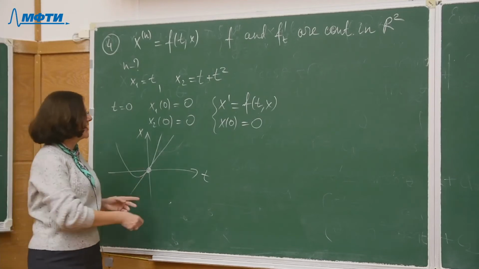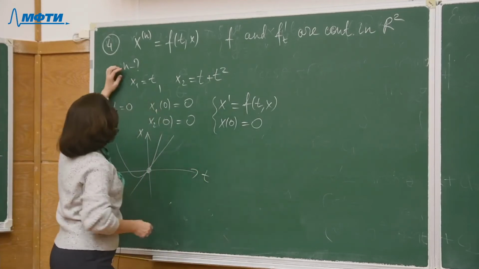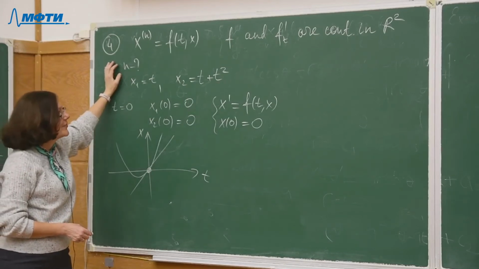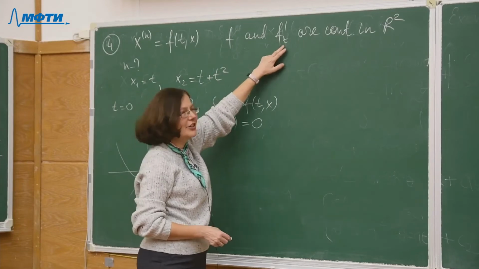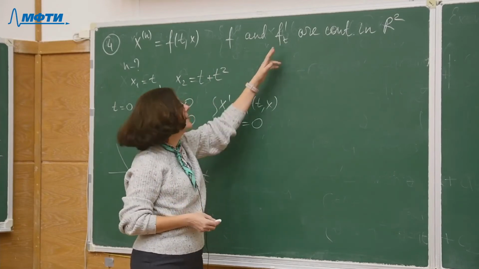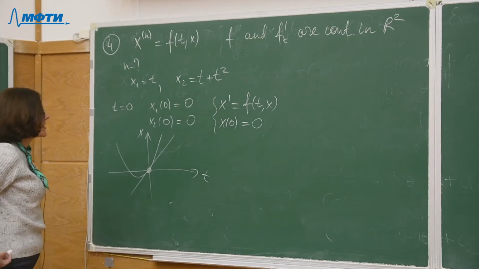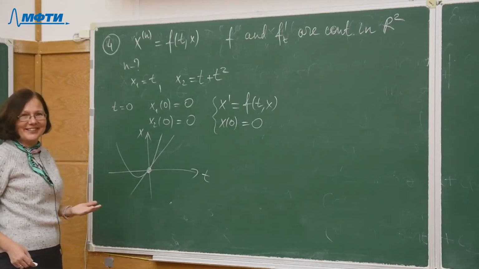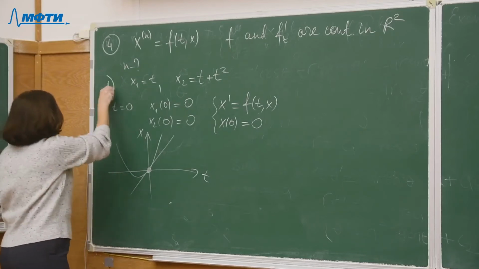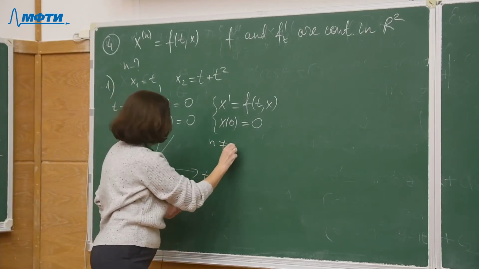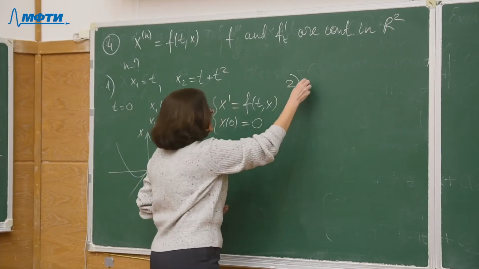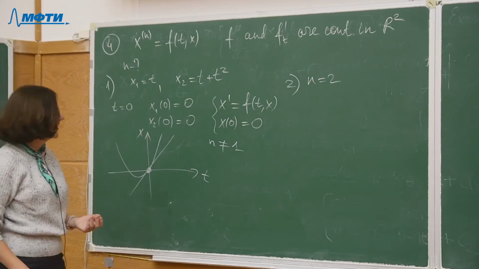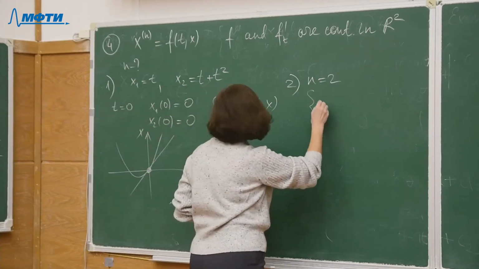Isn't the condition supposed to be that f is continuous and locally Lipschitz? So if this is continuous, then it is locally Lipschitz, right? So n cannot be equal to 1. n is not 1. So this is the first part. Okay, let's try n equals 2. Maybe 2 is good. So let's consider the initial value problem.